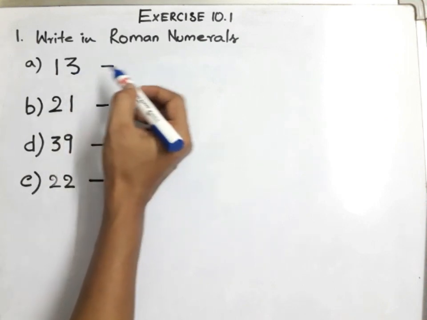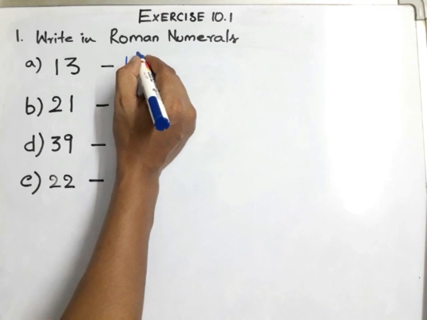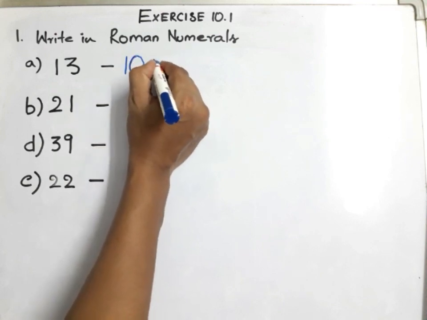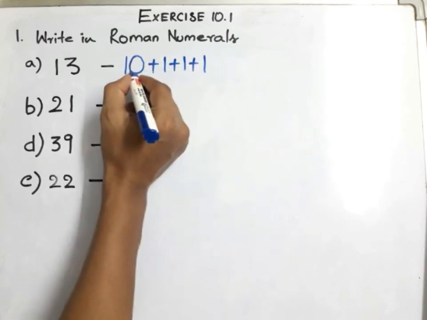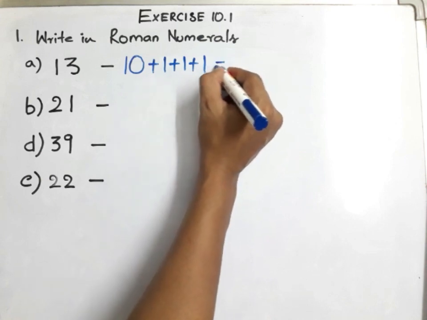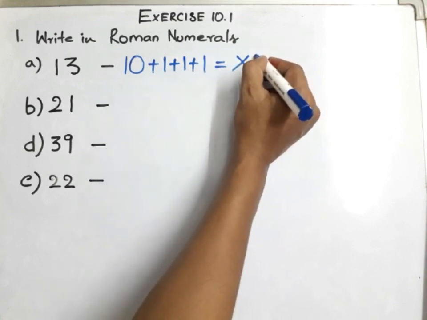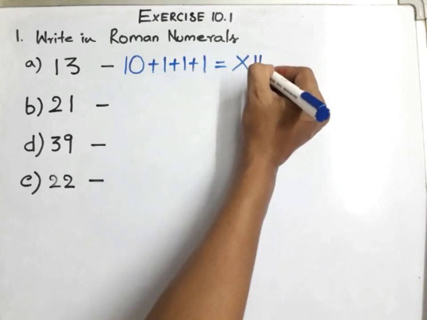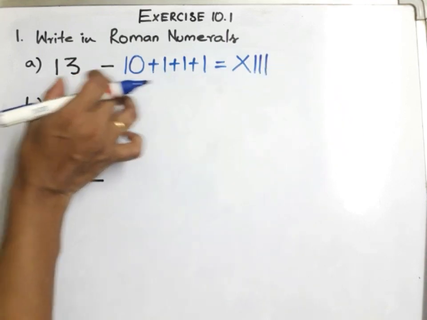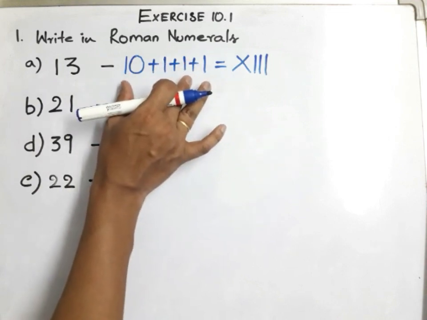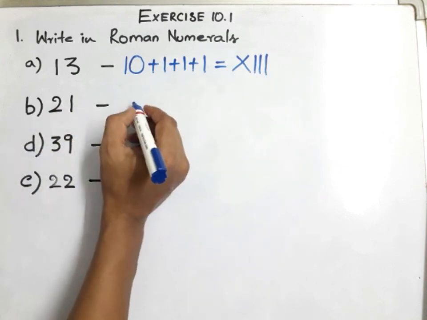So 13. Usually first I will show you the traditional method. Actually this is not at all required. So 13, how will you write? 10 plus 1 plus 1 plus 1. What is the symbol for 10? X. And what is the symbol for 1? I. One I each. This is the way they usually write the Roman numerals for the given numbers. As you already know how to write this, I am just explaining this for your understanding. You can directly write like this. So I am writing for the next question like that.